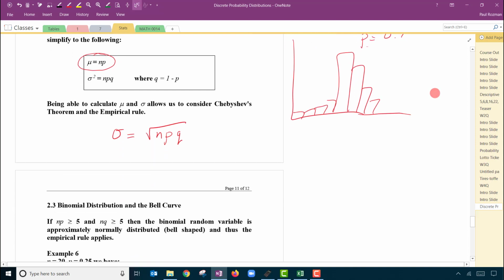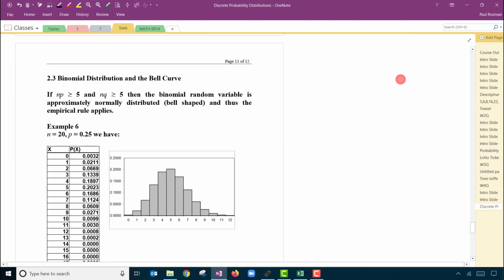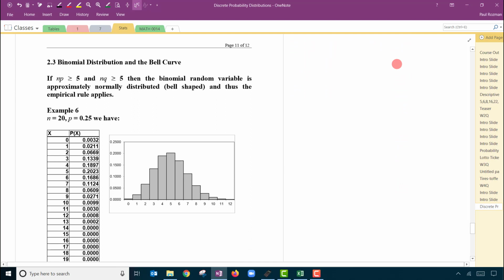In fact, it turns out that binomial distributions tend to look like bell curves as long as you meet 2 criteria. And that's np greater than or equal to 5 and nq greater than or equal to 5. If both of those statements are true, you tend to get bell curves when you plot your binomial distributions. And that allows you to use the empirical rule.